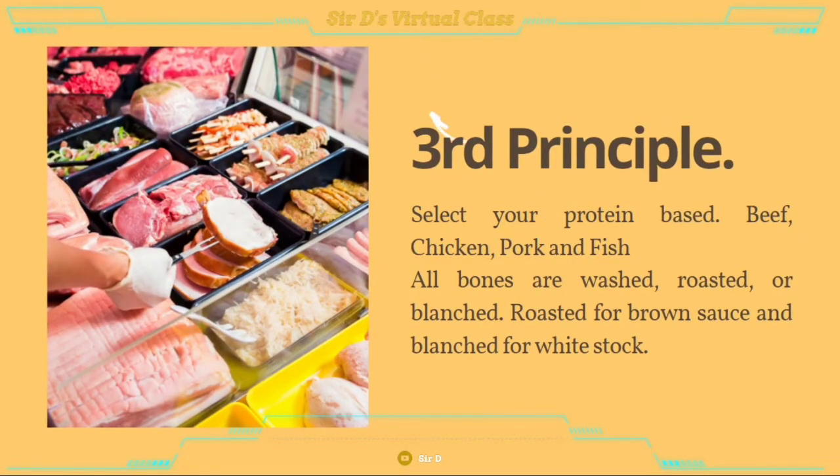Third principle, select your protein base. Can be beef, chicken, pork, and fish. All bones are washed, roasted, or blanched. Roasted for brown stock and blanched for the white stock.